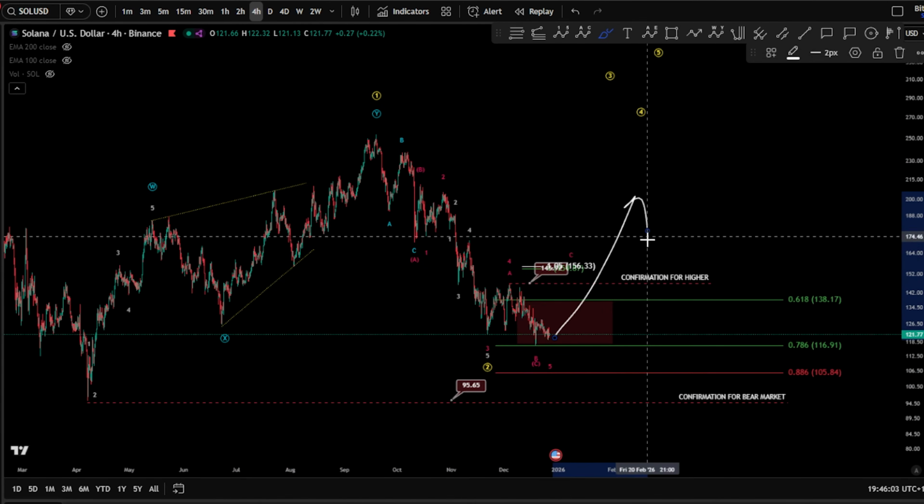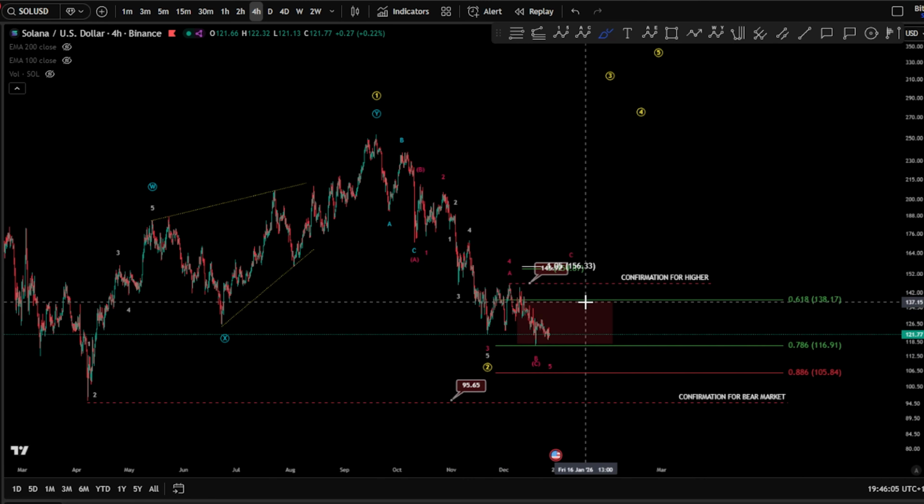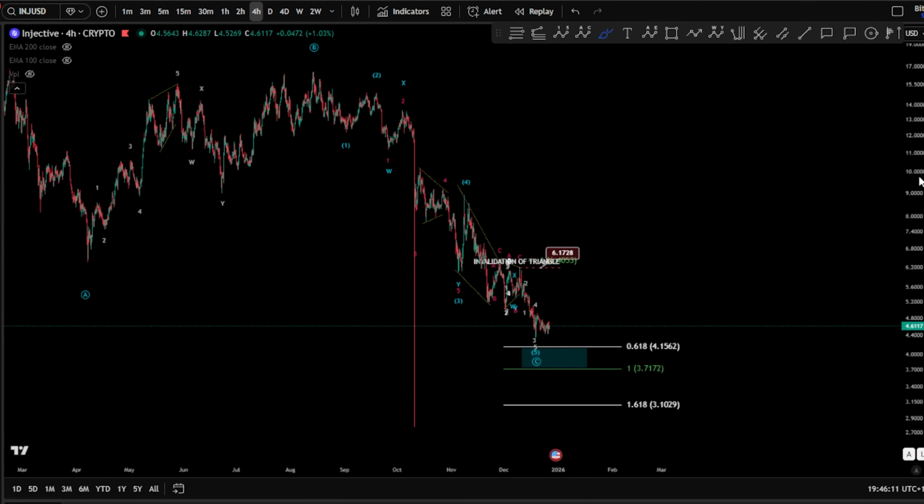So it is time. Yeah, but when? Nobody knows, guys. It's still very, very complex. I don't know why the market is still very hesitant.